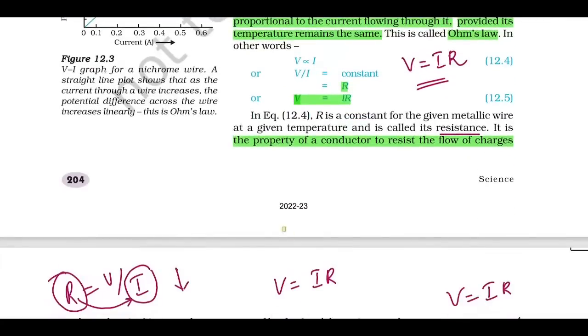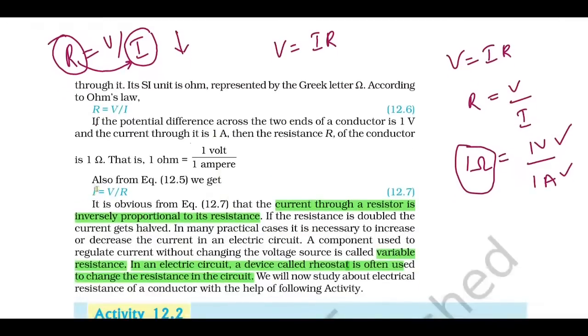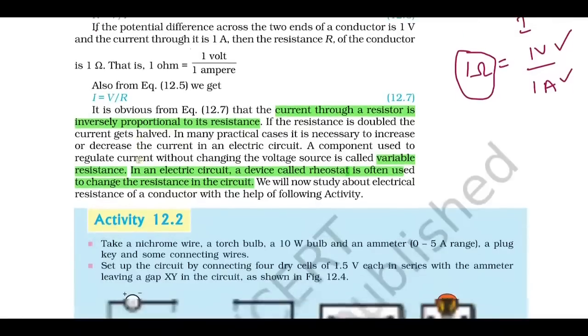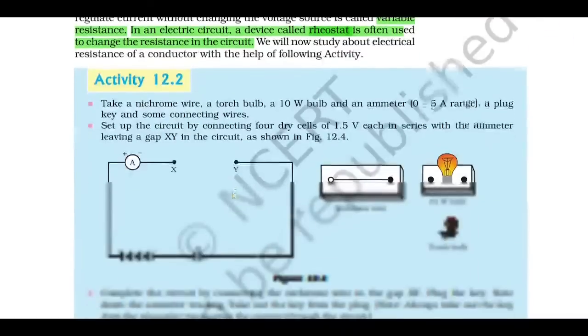Then the concept of resistance, the definition of 1 ohm. Then the relationship between current and resistance. If the current increases, the resistance decreases. Based on this you can expect a question. And you have the concept of rheostat. To change the current, we use a component called a rheostat. A rheostat is usually used to change the value of the resistance.